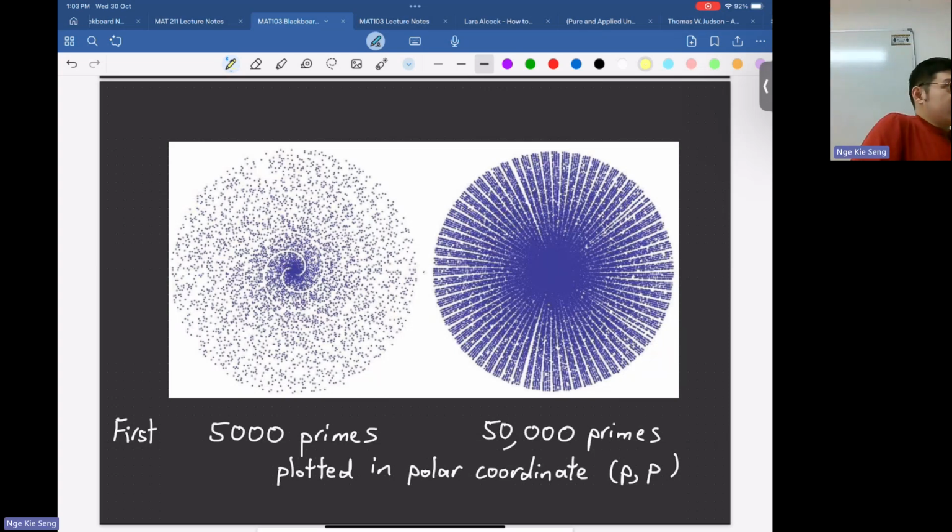The cheat sheet is A4 double-sided, handwritten only. You cannot type, cannot print. No sticky note. Got students do that before, so don't do that. You'll get it confiscated.